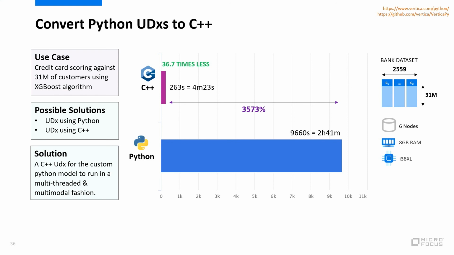But in all cases, when you're using low-level programming languages, most of the time you will have better results than with a high-level one, specifically in terms of performance. So here, really, when you can, just use C++ UDxs.